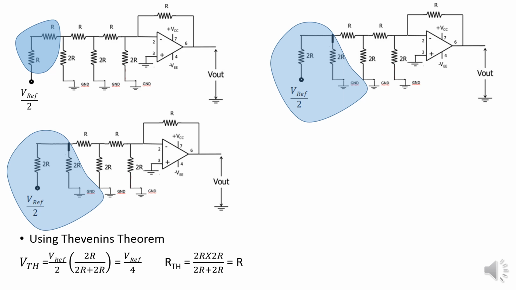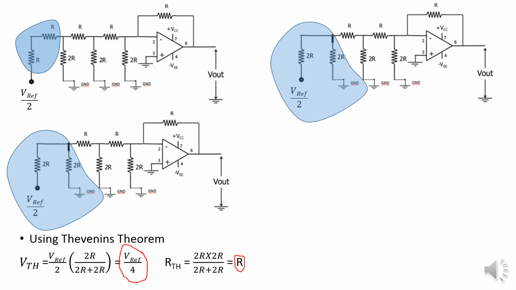VTH here: applied voltage is V reference by 2, and two resistors are of equal magnitude, 2R and 2R. So the VTH equals applied voltage into opposite resistance by total resistance. So that yields V reference by 4. Now this is our VTH. So this VTH is applied to the resultant RTH. Okay, isn't it? RTH is again the parallel combination of two resistors of magnitude 2R. So the resultant RTH is R.